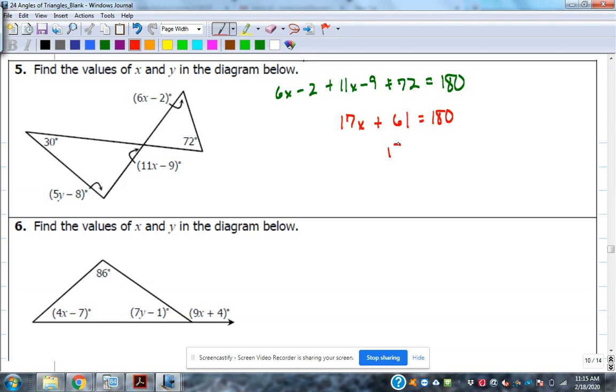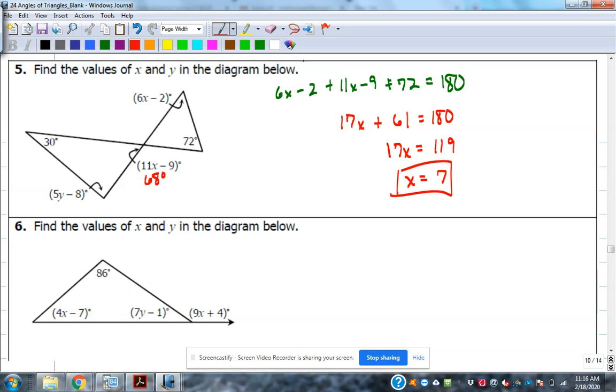And then subtract from 180. 119, 17, I think 7, because it ends with a 9. So x equals 7. And then how do we get y? Okay, yeah, we could plug into 11x minus 9. So that'd be 77 minus 9 is 68.